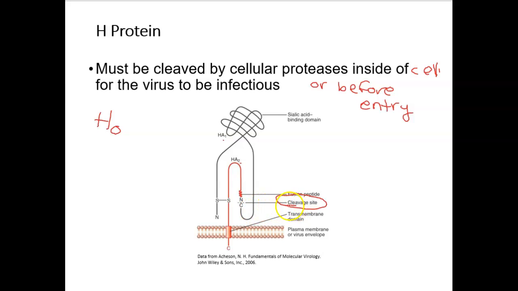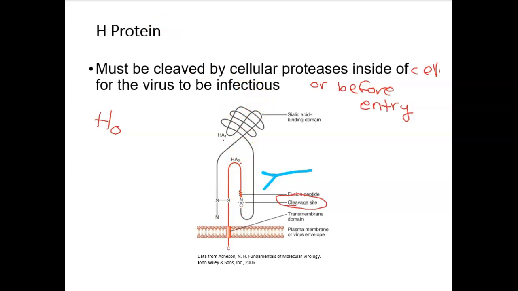If this doesn't get cleaved and it gets internalized, then the fusion peptide can't pop open, and it can't cause fusion between the viral envelope and the membrane of the endosome, and then the virus just gets destroyed in the endosome. Now, there are some antibodies that specifically bind this region, and then they prevent it from popping open. So one type of neutralizing antibody is going to bind hemagglutinin right here and prevent it from opening up, so it would just get destroyed in the endosome.